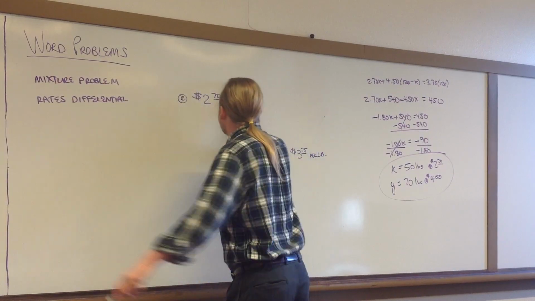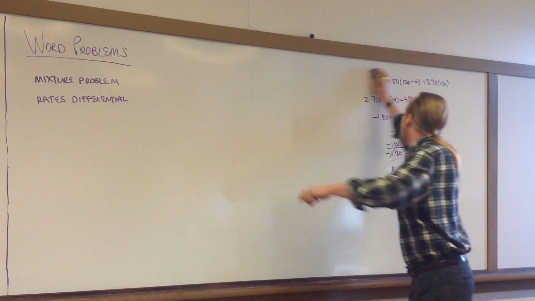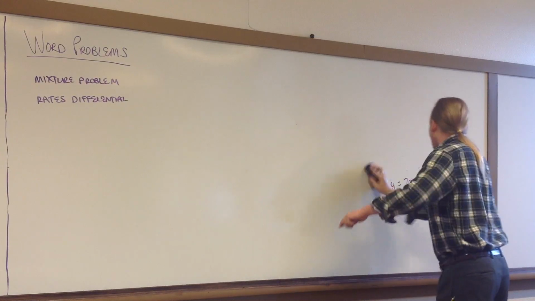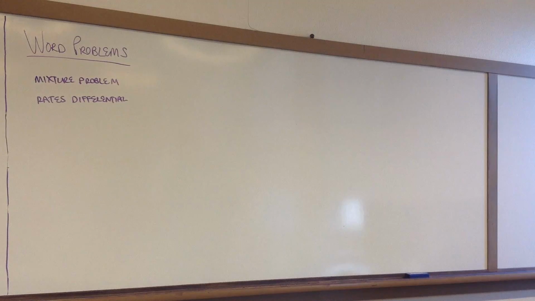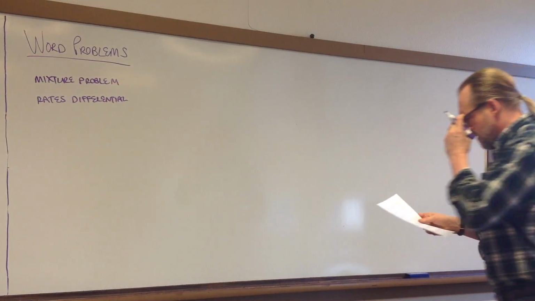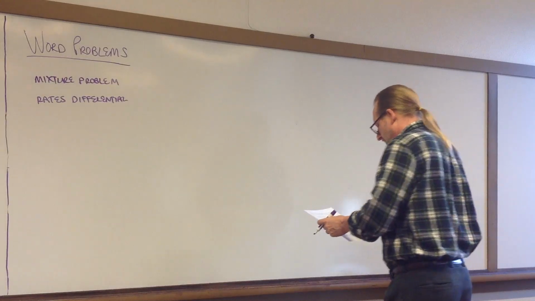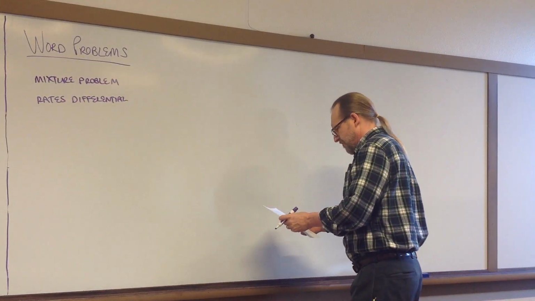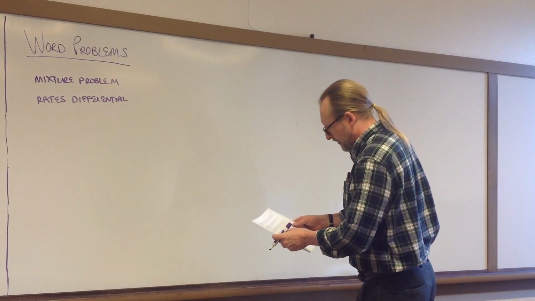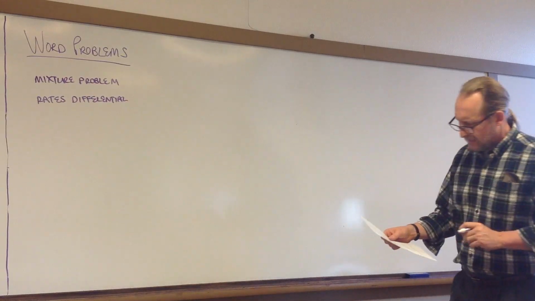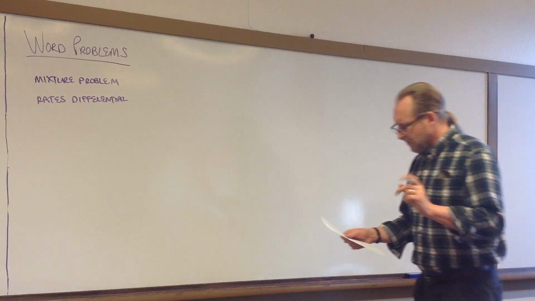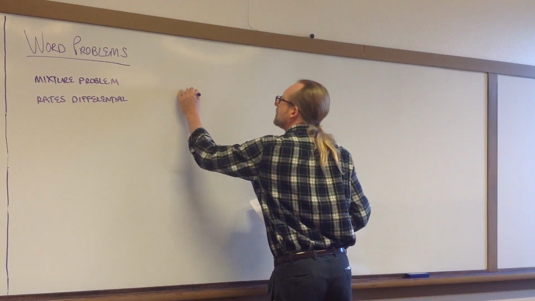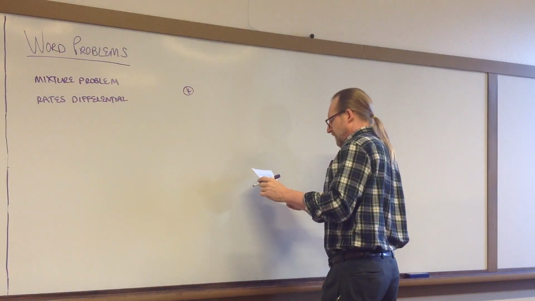Let's look at number 4. Okay, problem 4. How many grams of spice worth $4.20 per gram must be mixed with 30 grams of spice worth $3.60 per gram in order to produce a mixture to sell for $4 per gram? Now this problem's a little bit different. I'll talk about that more in one sec.